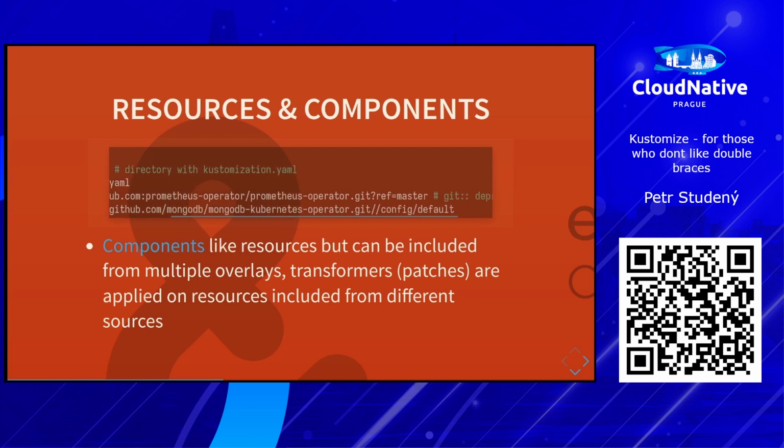And what is nice about the Git reference is that you can reference not only master, but you can reference any other Git reference like a tag or even a commit. Also, you can include the manifest or the directory that is not in the root of the Git repository, but is on some subpath. So you can just, with the // you can define the subpath and you can build your manifests on it.